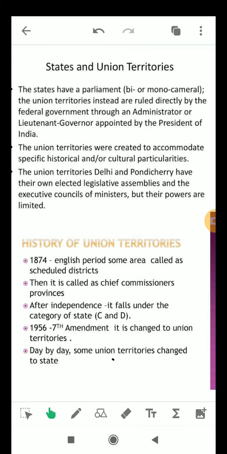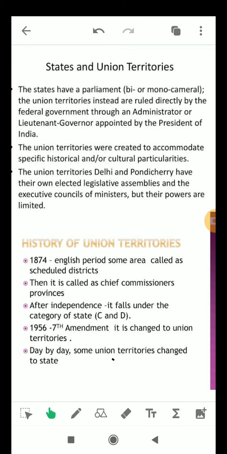These union territories are administered by the President through an administrator appointed by him, or a lieutenant governor, or you can say the chief commissioner. When bills are passed by the legislative assemblies, the administrator or lieutenant governor gives his assent.